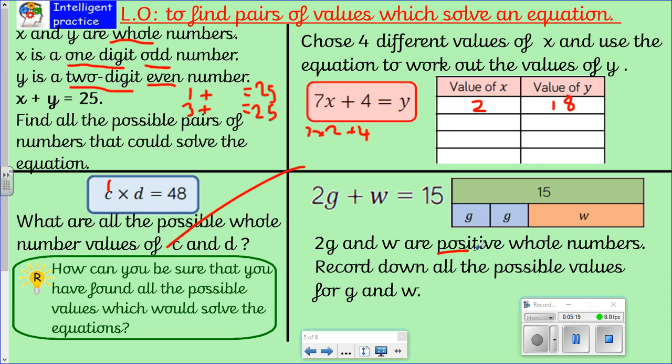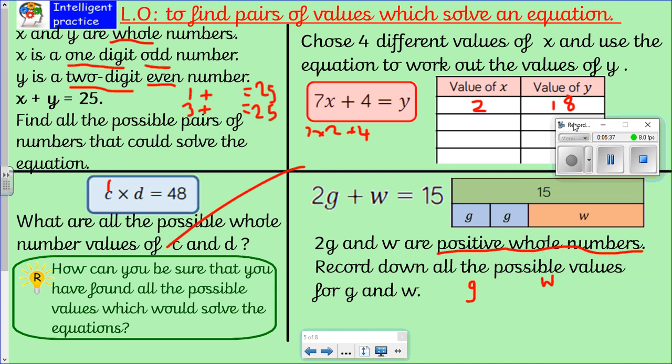Here we go again. It's got to be above 1. It's got to be a whole number, no decimals. They're positive whole numbers. Record down all the possible values for g and w. So at the top of my page, just somewhere sensible, I'd be writing down g and w.